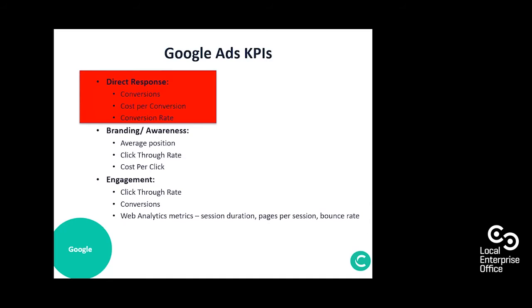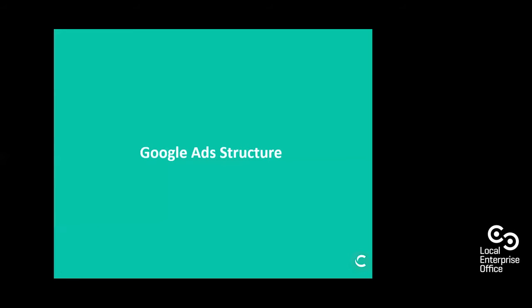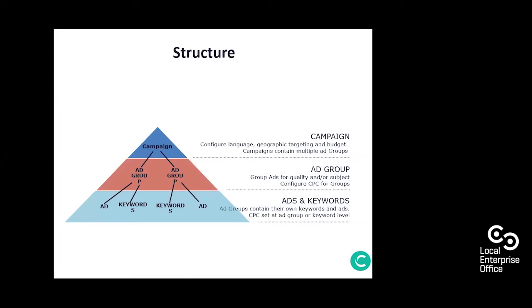You can see there, you can target a whole range of different KPIs. But again, for most SME businesses, they're going to be targeting direct responses, so conversions, cost per conversion, et cetera. They're trying to drive some type of traditional, real business KPI, rather than necessarily a digital analytic. So the Google Ads structure. I would suggest in the first instance, before you use Google Ads, it's a good idea to get your head around what this looks like and how this works.